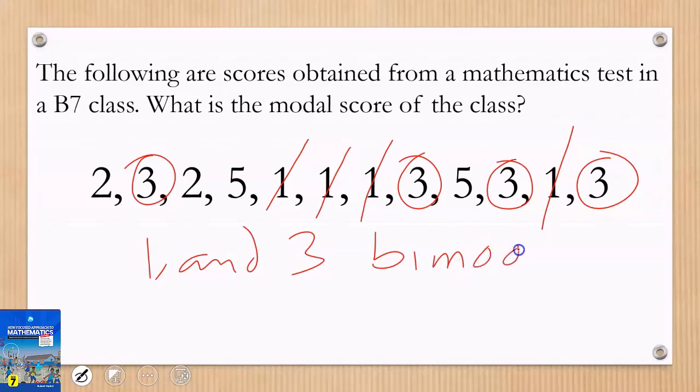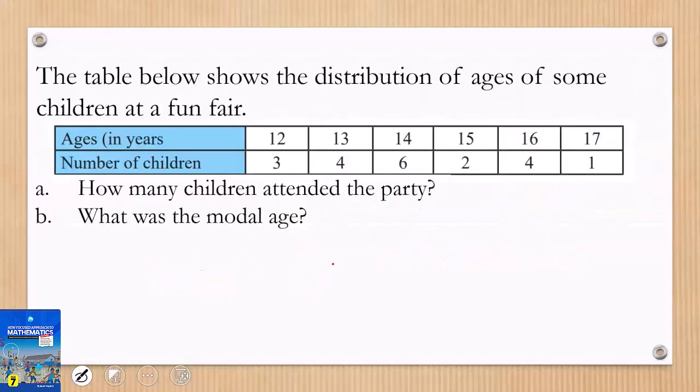The word is bimodal, because we have 2 of the numbers appearing most. So the bimodal of the data is 1 and 3. I hope it makes sense. Let's look at the last one.